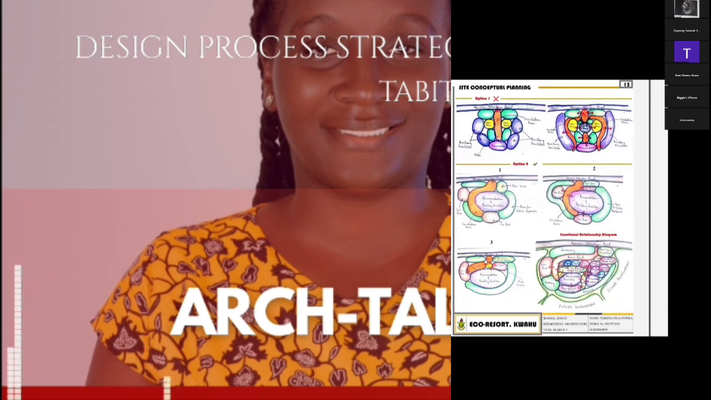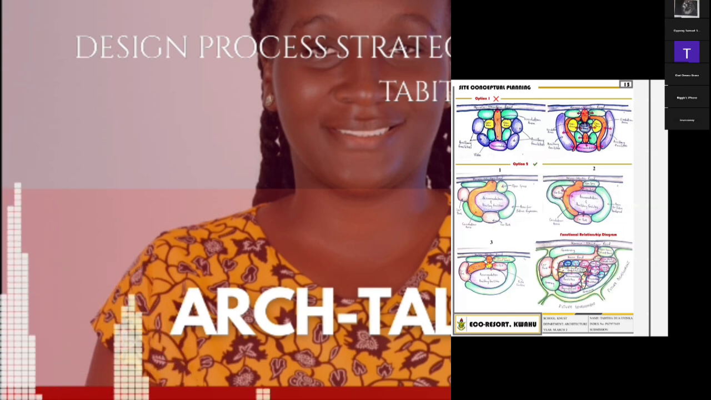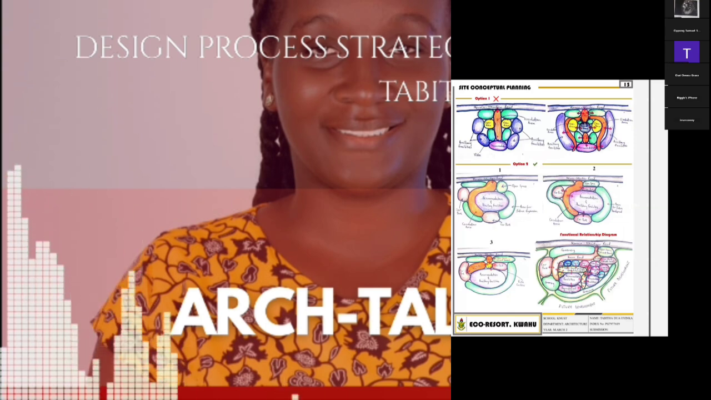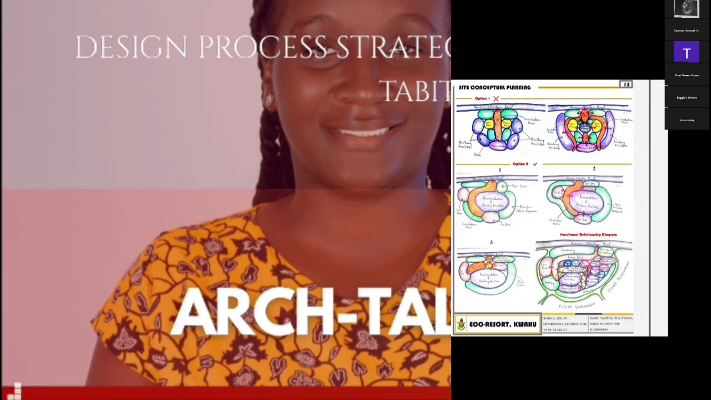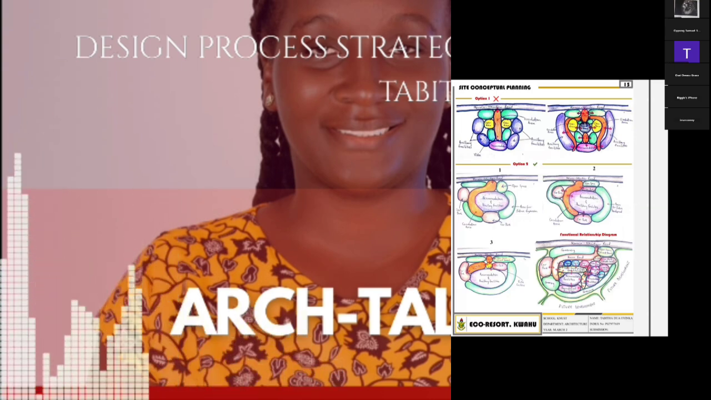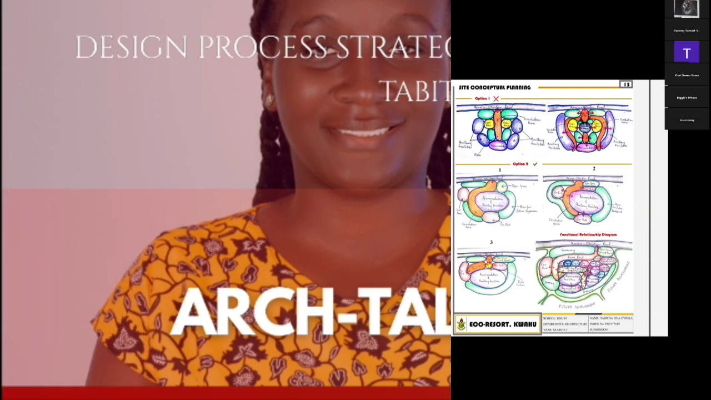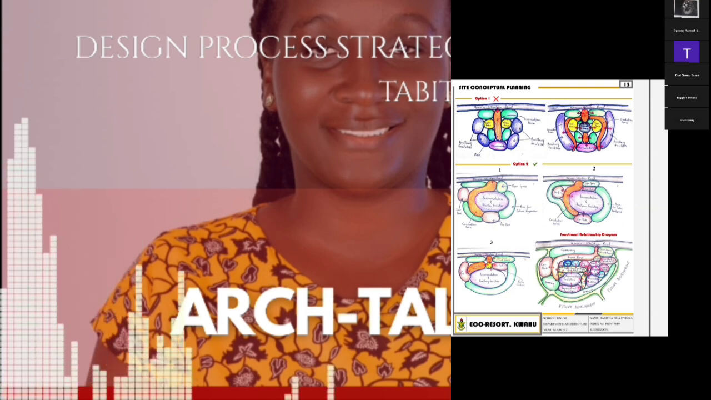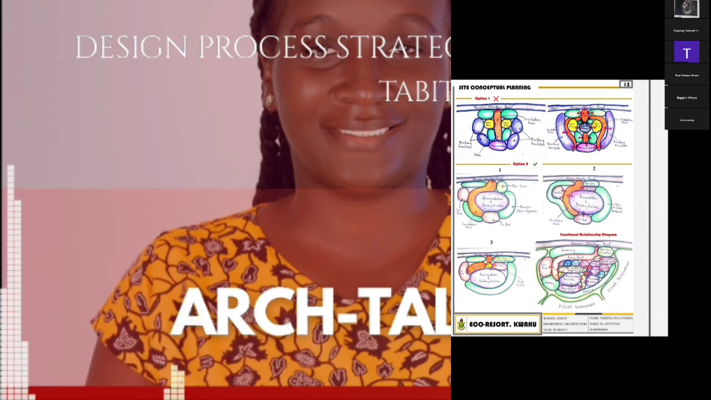Okay. So with the site conceptual planning for this project, there were two options I did. So option one is the first two you see at the top. And then option two is what I've labeled one, two, three. And then the last one at the bottom.